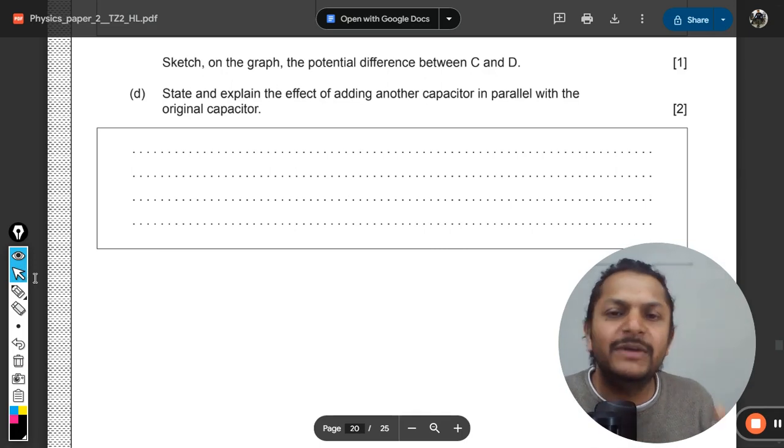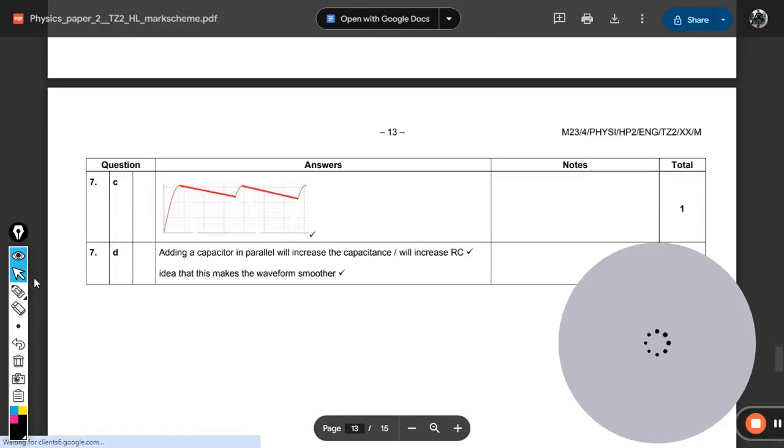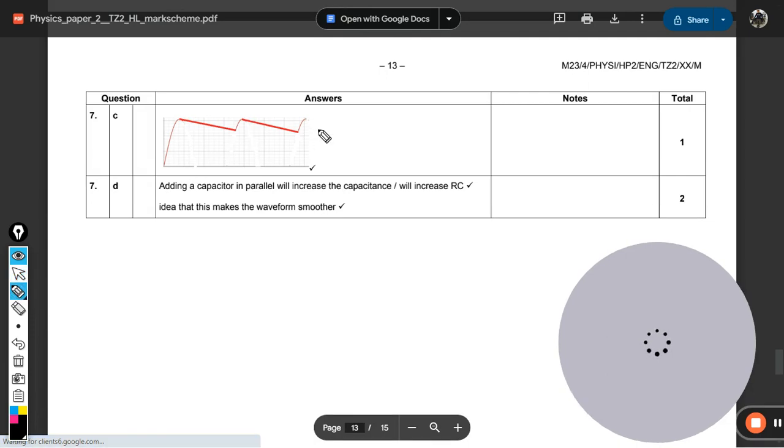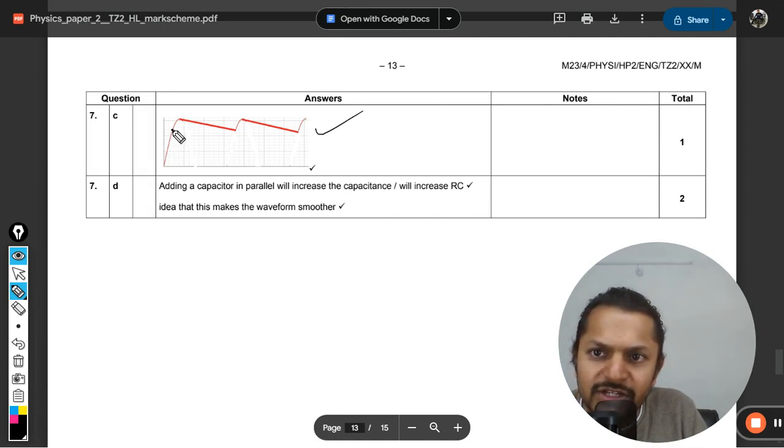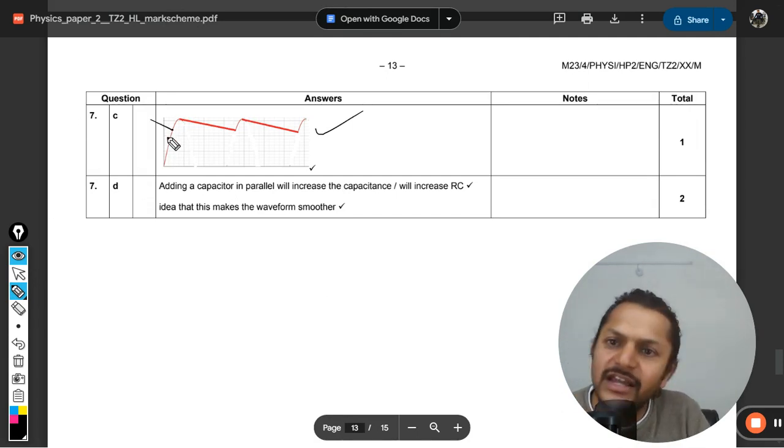Let us go to the mark scheme and see what is the answer given in C and D. Yes. So first of all, this is the graph that we have, but it will not be starting from this. This is wrong. This is wrong. It will be up to this only, like this. It should be like this. It will not be like this.